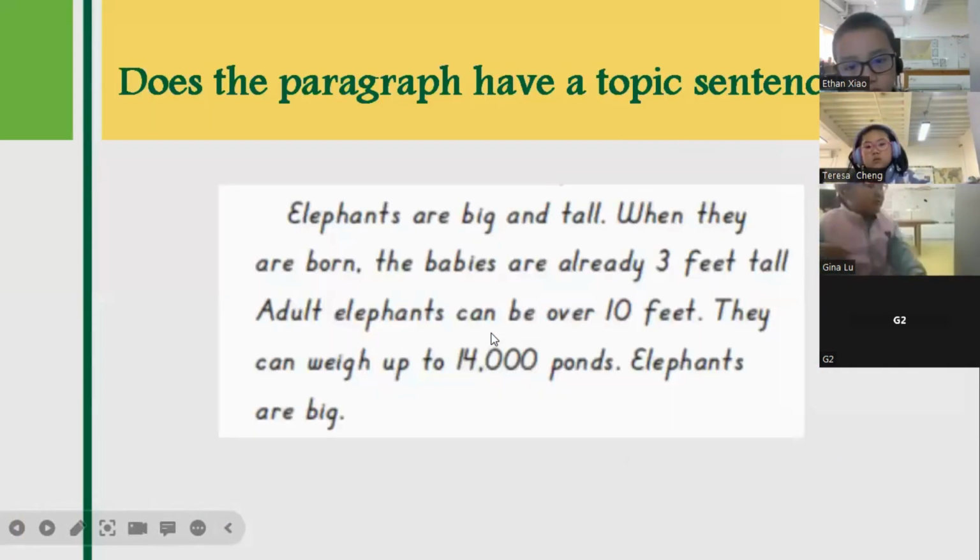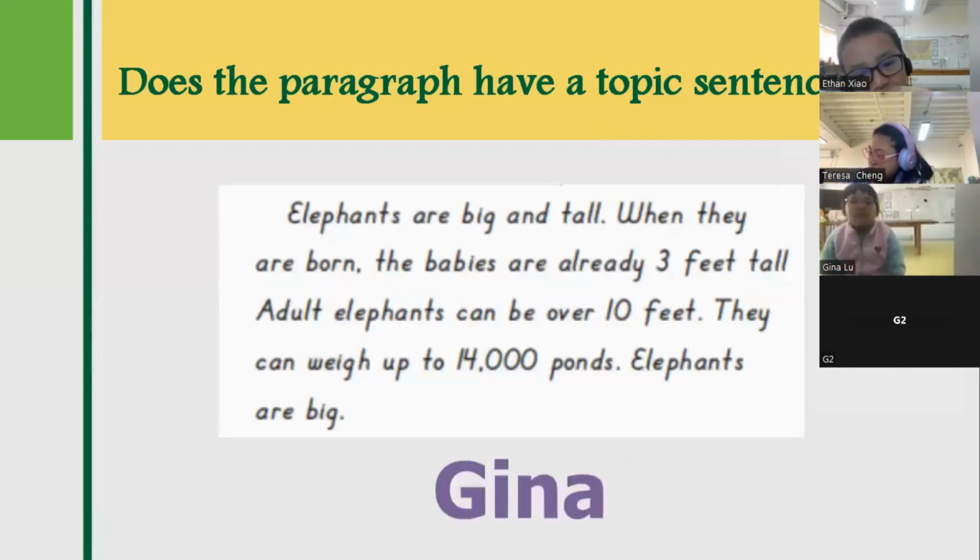So look at the first paragraph on page 345. Does the paragraph have a topic sentence? So Gina, please. Gina.